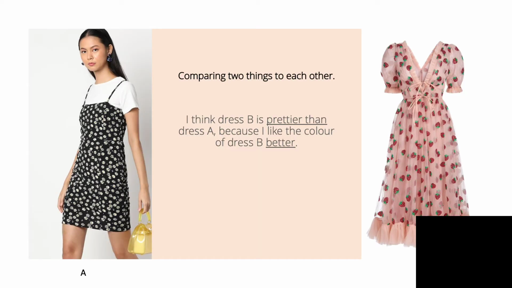Have a look at these examples. So we see two dresses and I want to compare them to each other. We zien twee kleedjes en ik wil die met elkaar vergelijken. Wat zou ik bijvoorbeeld kunnen zeggen? I think dress B is prettier than dress A because I like the color of dress B better. We zien hier twee vormen van adjectives, van bijvoeglijke naamwoorden, die we gebruiken om de kleedjes met elkaar te vergelijken. Dat is enerzijds prettier than, mooier dan, en better, beter.